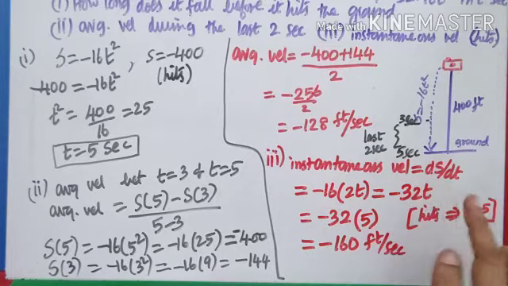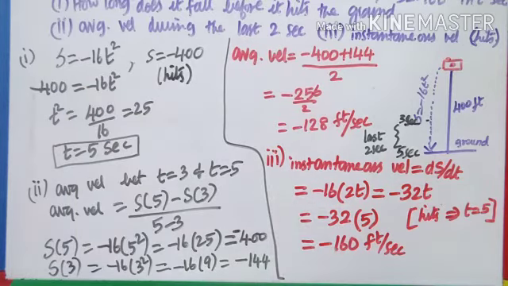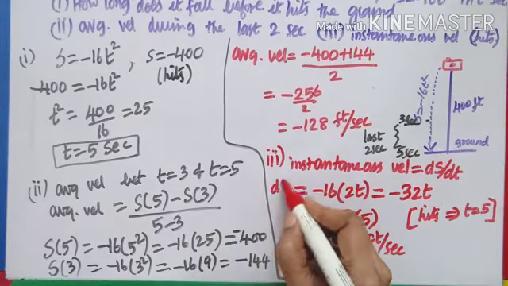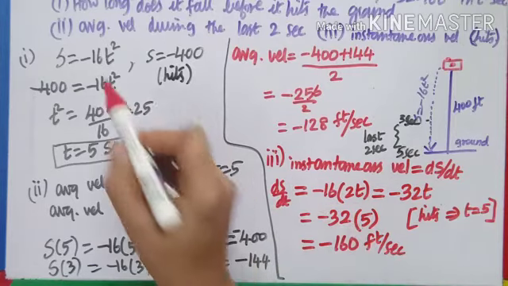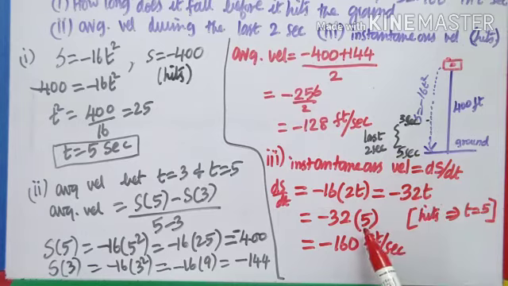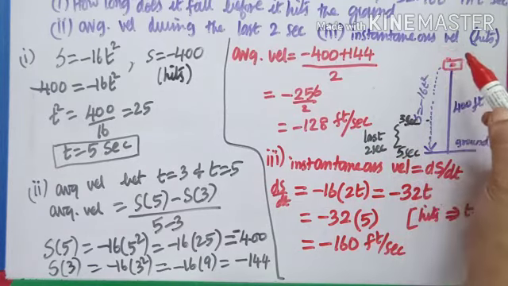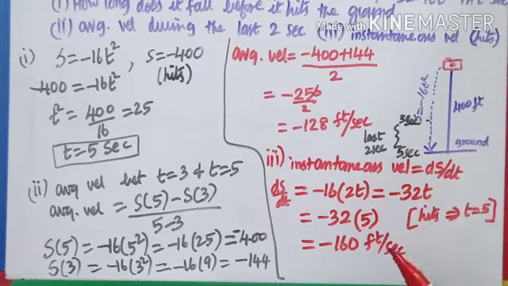Instantaneous velocity, the formula is ds by dt. When I differentiate, S becomes ds by dt, minus 16 as it is, t square will become 2t. Multiply and substitute t is 5, because the question is instantaneous velocity when it hits the ground. So hits the ground tells me t is equal to 5. Substituting we get minus 160 feet per second.